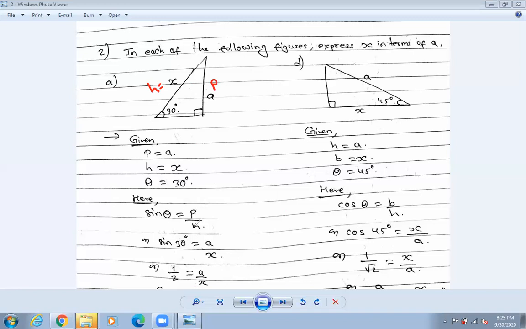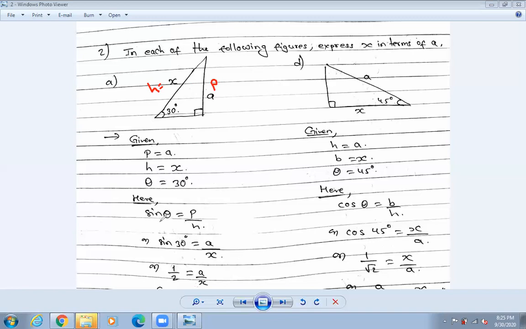So sine means P by H. Right? Sine means P by H. So sine 30, so theta. What is the value of theta? What is the angle, the reference angle? There is 30. So theta is 30 degrees.